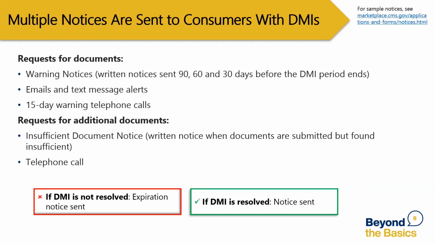Other ways that the marketplace reminds people that they have to submit documents will include emails and text messages. They will even get phone calls from the marketplace. And in some cases, people might submit one piece of documentation, but it's not going to be sufficient to clear the data matching issue. They'll also get a paper notice in the mail if that's the case, and they might also get a telephone call. Next slide.